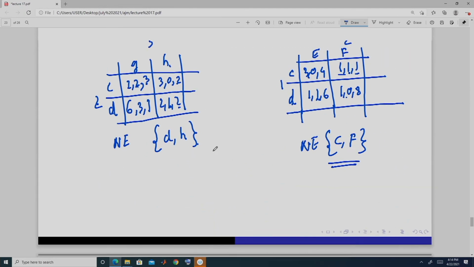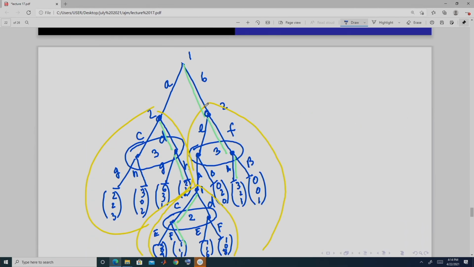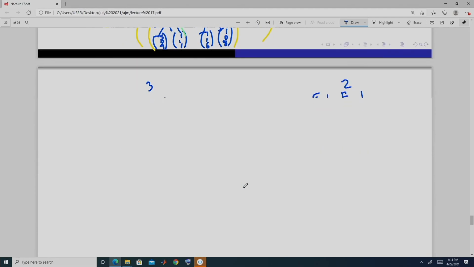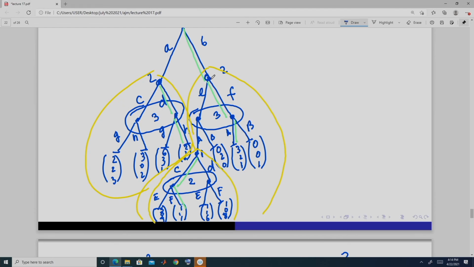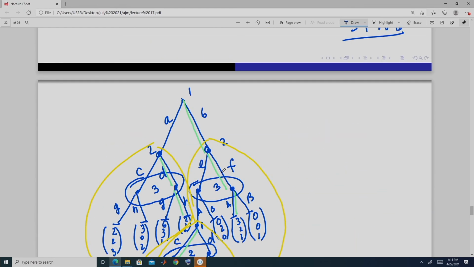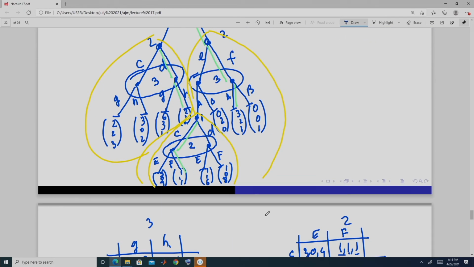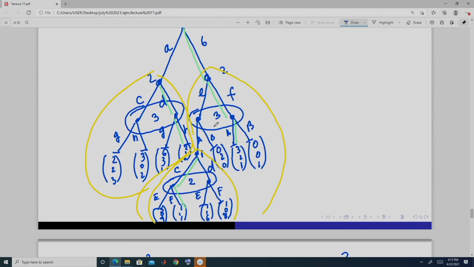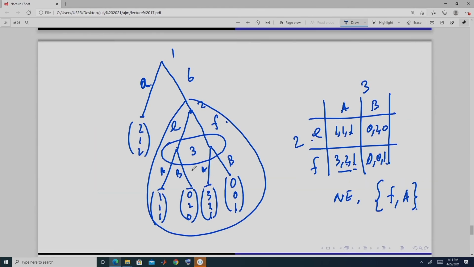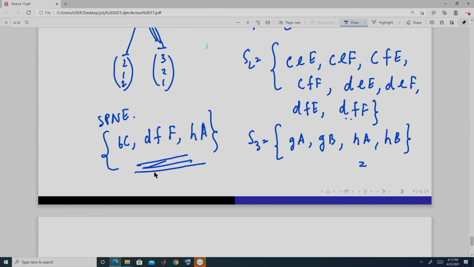Why BC? Because player 1 is choosing B here and C here. For player 2, you see it is choosing D here, E here, and F here. So, it is D, F and F, DFF. Then for player 3 it is HA. Player 3 is choosing H here and A here. So, this is the subgame perfect Nash equilibrium.